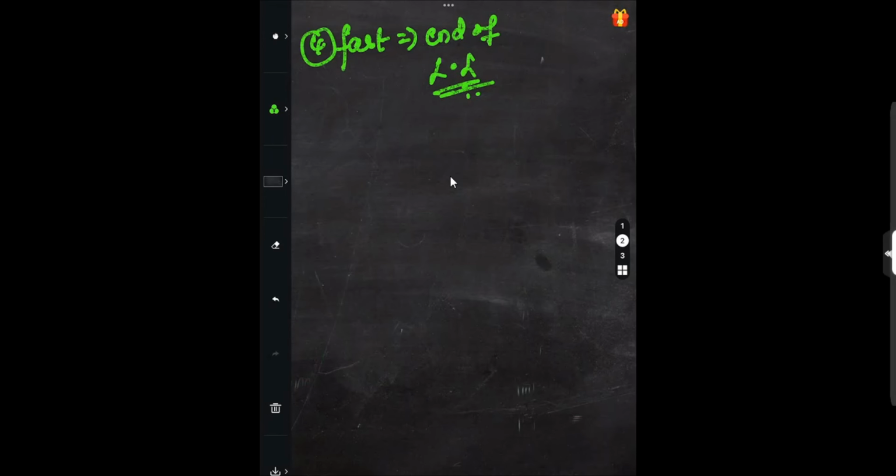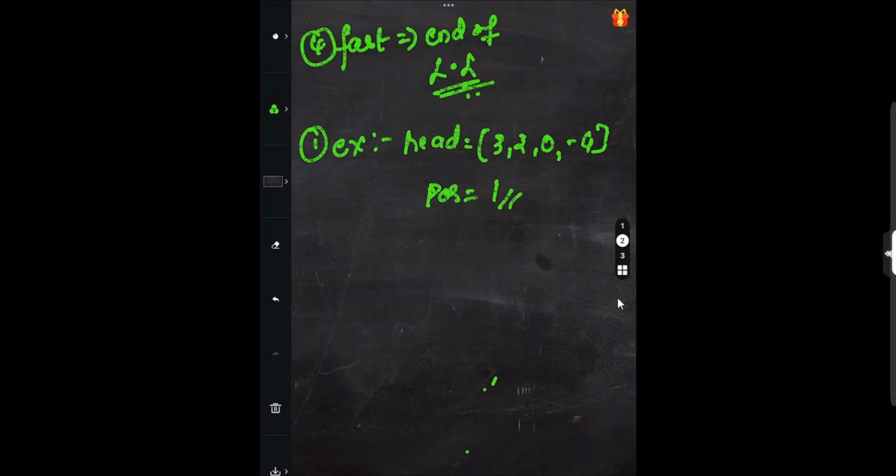Let's try to understand this with a very simple example. Let's consider the first example that they have given in the question. The example is head equals 3, 2, 0, -4, and position equals 1, and the output is true because it forms a cycle at the first index.